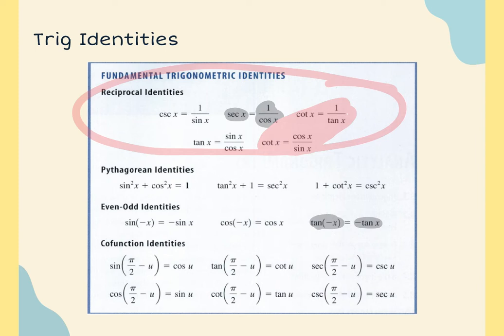If you saw a statement that said cosine over sine, you can replace it with cotangent. Tangent would be sine over cosine. It could also be 1 over cotangent, but we don't do that a whole lot. But you could also do that.